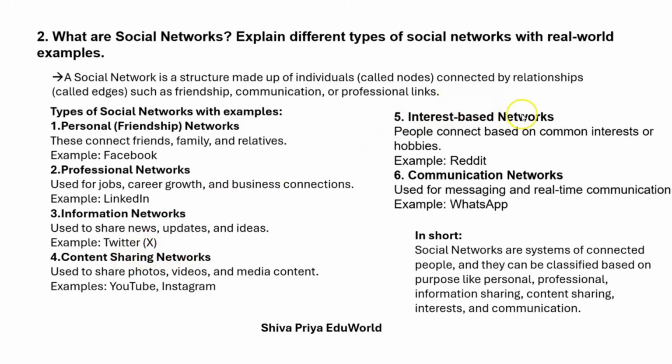After that, we have interest based network. People connect based on common interests or hobbies. That is Reddit. We have communication network, used for messaging and real time communication. WhatsApp is the best example for communication. In short, social networks are systems of connected people, which means a social network connects people, and they can be classified based on purpose: personal, professional, information, content sharing, interest, and communication.